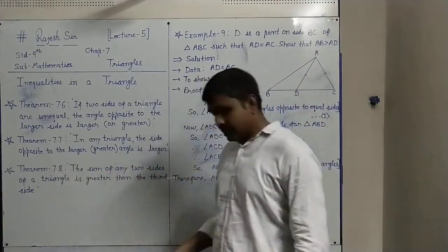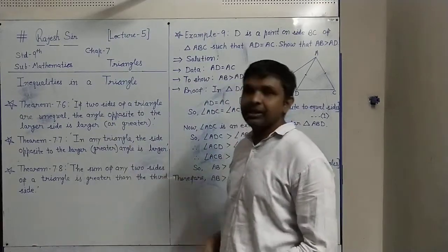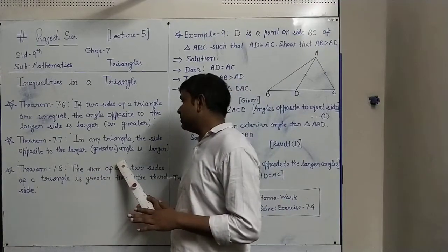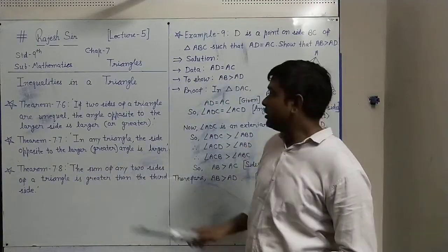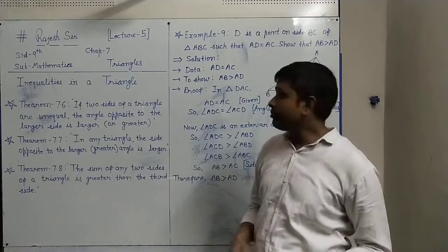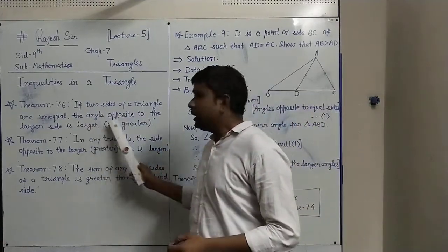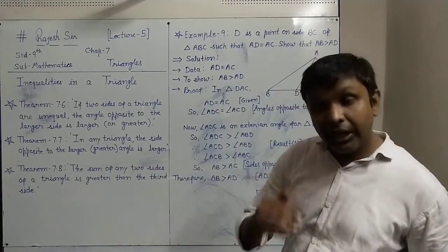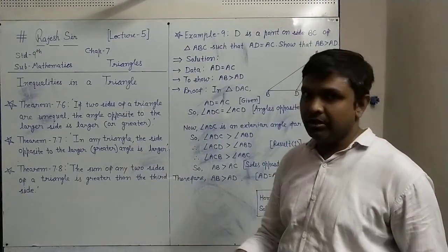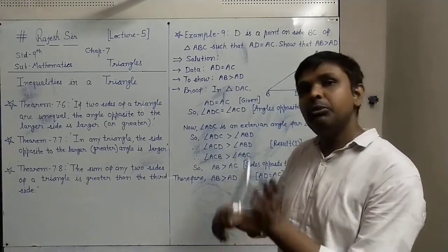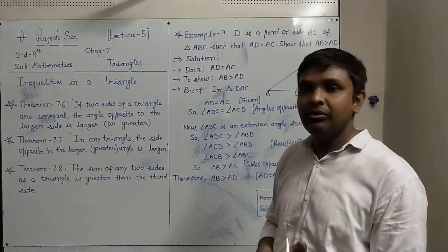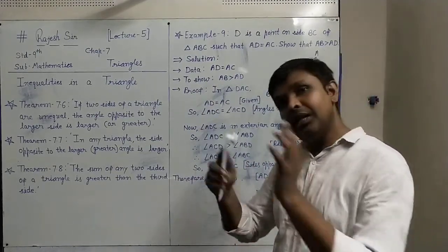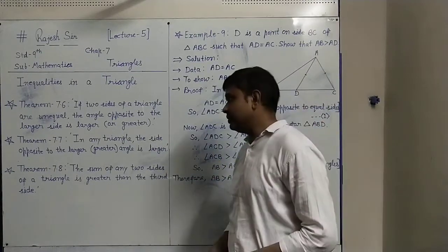Theorem 7.7 is also like that. It is the converse actually. In any triangle, the side opposite to the larger or greater angle is larger. In the earlier theorem, the angle opposite to the larger side will be larger. And in this, the side which is opposite to the larger angle will be larger. Opposite of the larger side will be the larger angle. Opposite of the larger angle will be the larger side. That way you have to understand these theorems.